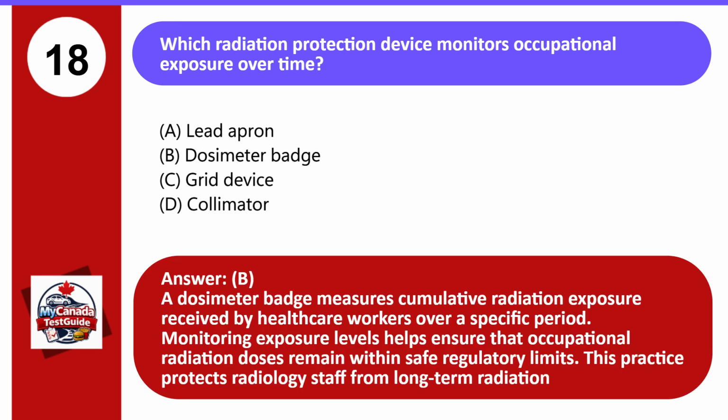Answer, B. A dosimeter badge measures cumulative radiation exposure received by healthcare workers over a specific period. Monitoring exposure levels helps ensure that occupational radiation doses remain within safe regulatory limits. This practice protects radiology staff from long-term radiation risks.